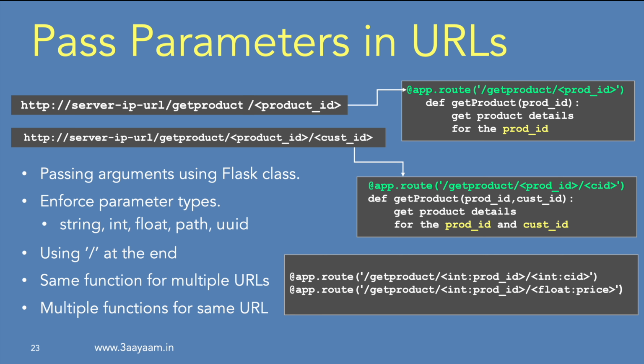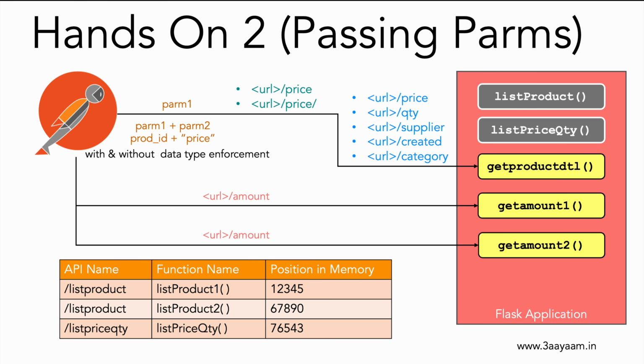Then there's one more consideration. What if we create multiple functions for the same URL? How would Flask behave? These are the things that cannot be talked about theoretically. We'll have to see it in hands-on. And this is what the hands-on would be on the passing of parameters. So we have Postman and we'll use Postman to send requests to different APIs. We have already used list product and list price quantity.